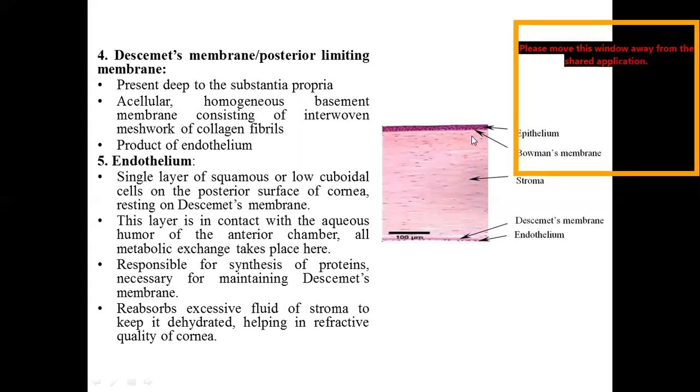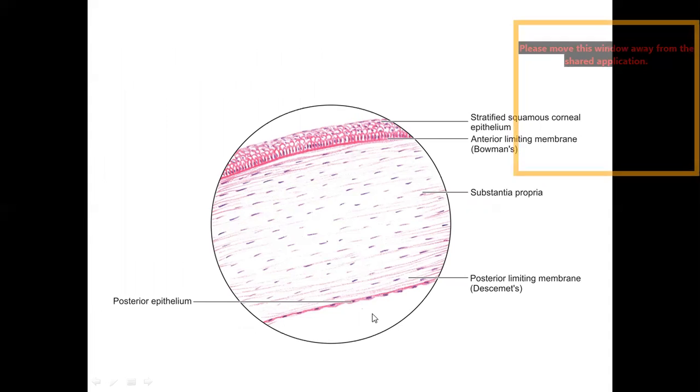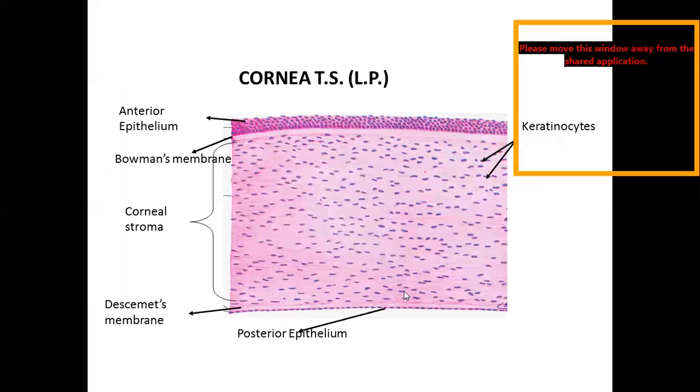Then you have the Bowman's membrane or anterior limiting membrane. Then you have the stroma, the major part, which is formed by collagen fibers type 1. Fourth is the Descemet's membrane or posterior limiting membrane, and then comes the endothelium. In the high power view, you can see the corneal epithelium, Bowman's membrane, stroma, posterior limiting membrane, and the endothelium. Same slide.